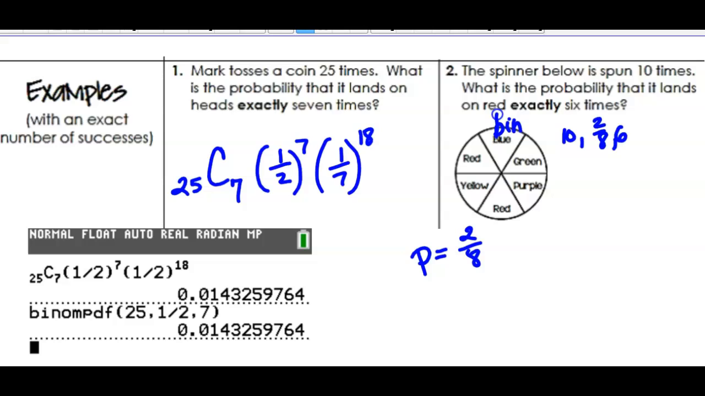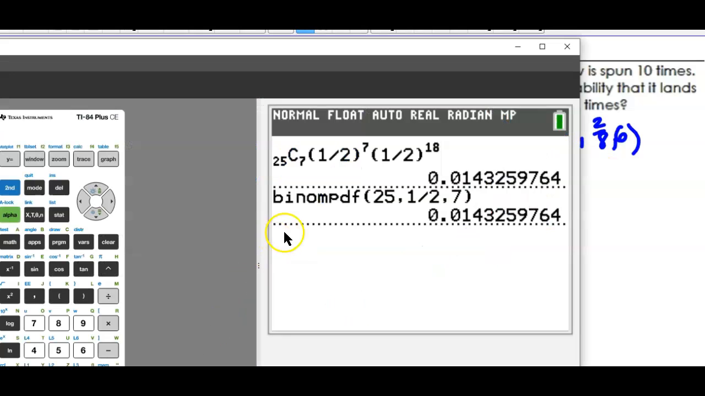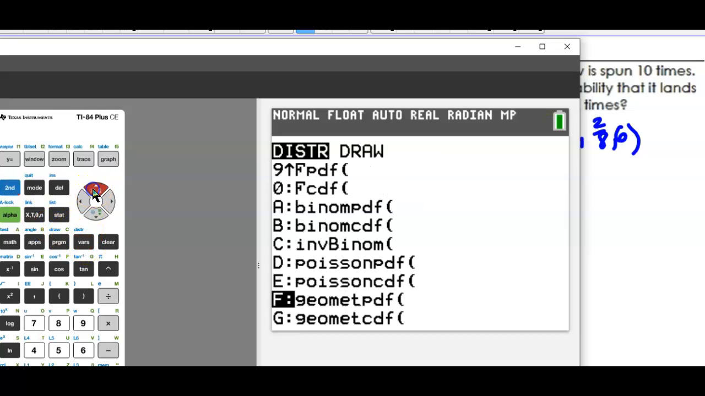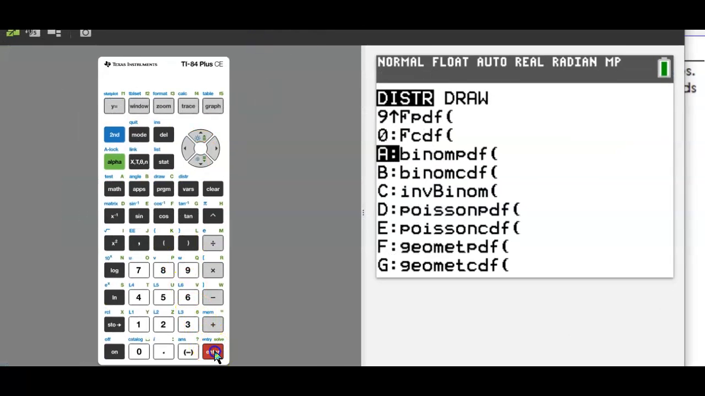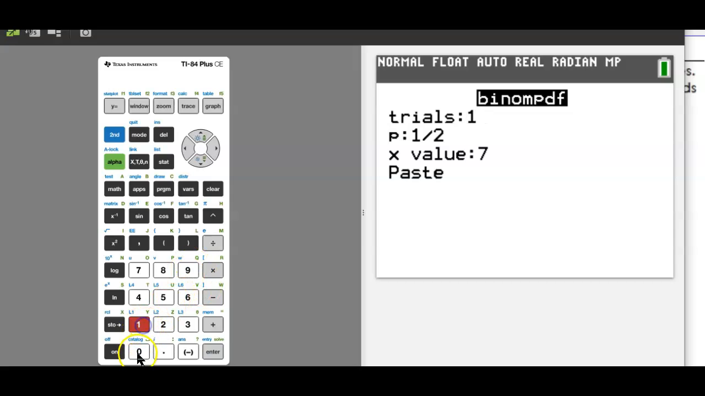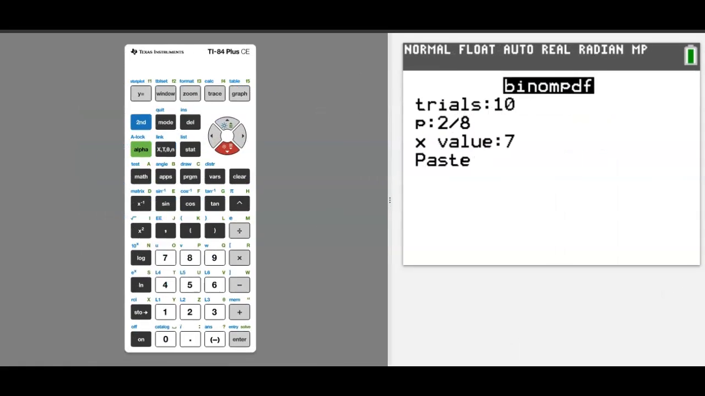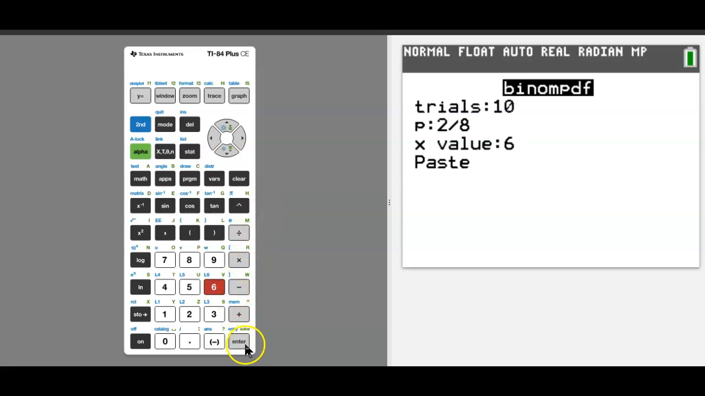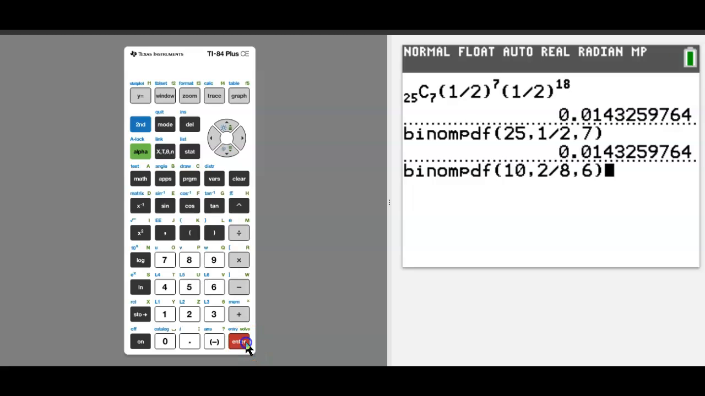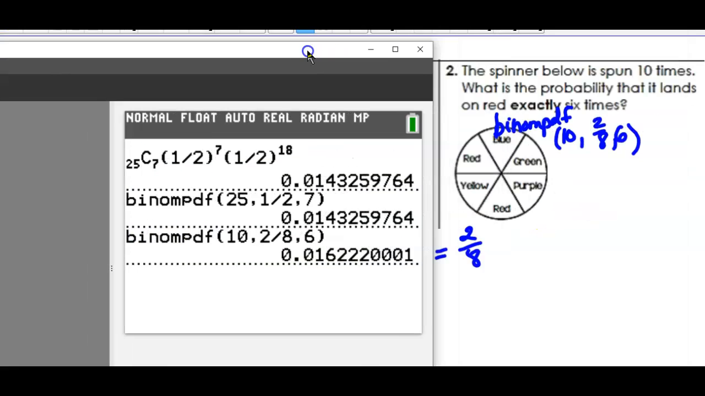And then you would say this is binom PDF of, so when we go to the calculator, it's second vars to get the distribution. Up arrow is shorter, but you're looking for binom PDF. Make sure you pick the right one. And then there are this time 10 trials. The chance of success is 2 out of 8 or 1/4. And we want exactly 6 of them to work. So that probability as a decimal is this.